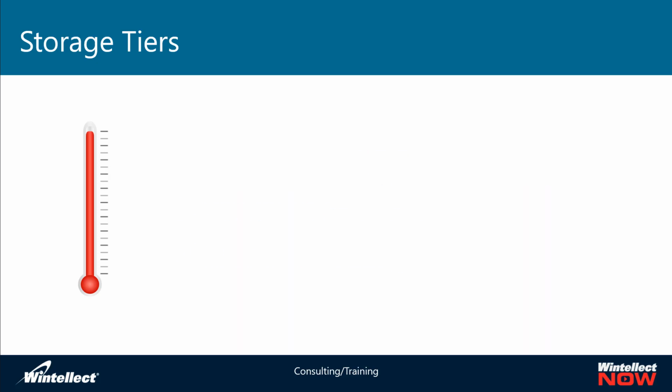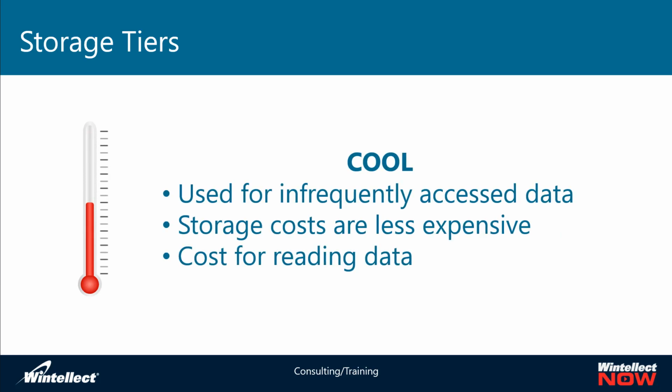The next tier is one that we call cool storage because we cool it off a little bit, and it is used for infrequently accessed data. Now, there is a storage cost that is less expensive than the hot tier, but there is a cost for reading data out of this tier. The purpose of this tier is for temporary backups or some things that might need to have backup retentions measured in months, or something that needs to be in a backup form that is readily available but doesn't need to be accessed every day or every week or even monthly.